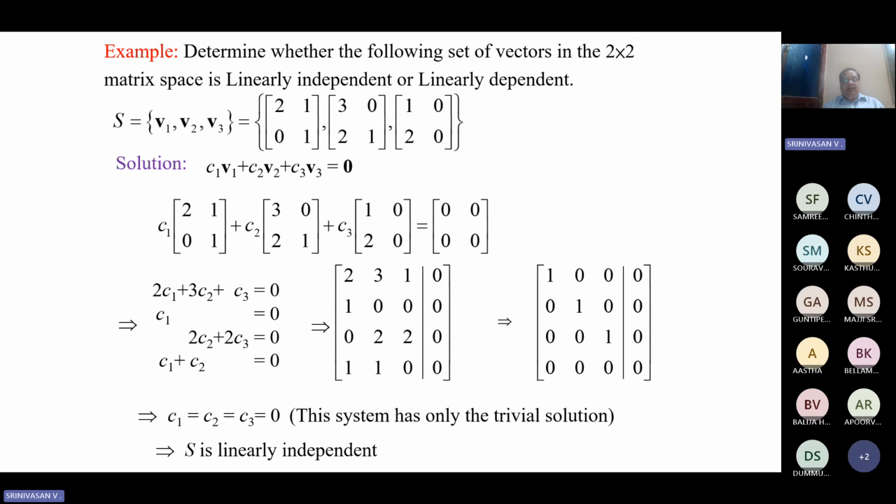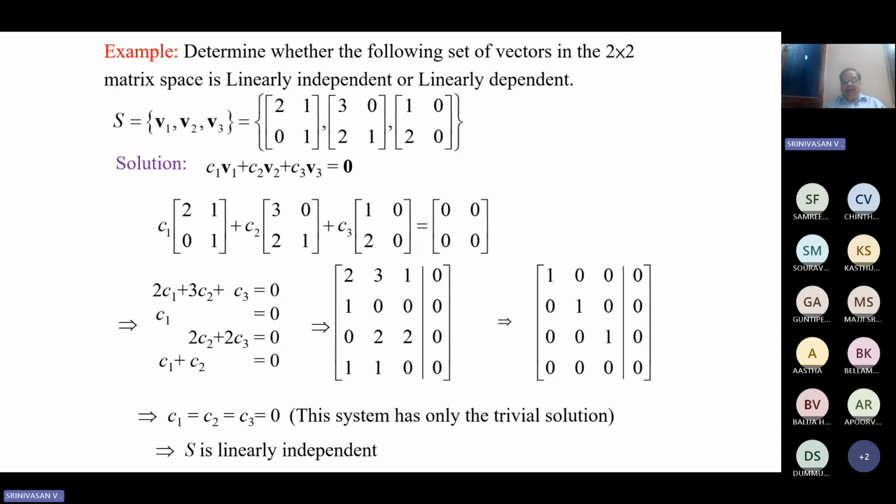Then, first row, second column element: C1 plus C2 into 0 plus C3 into 0 is 0. Second row, first column element: C1 into 0 plus C2 into 2 plus C3 into 2, that is 2C2 plus 2C3 equal to 0. And finally, second row, second column: C1 into 1 plus C2 into 1 plus C3 into 0. In other words, C1 plus C2 equals 0.